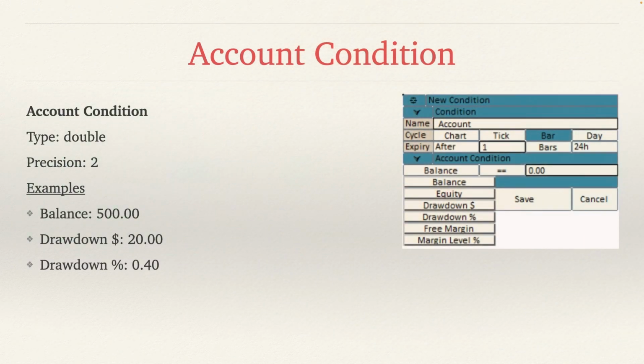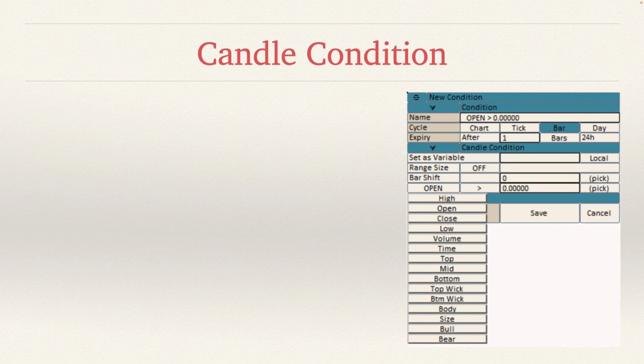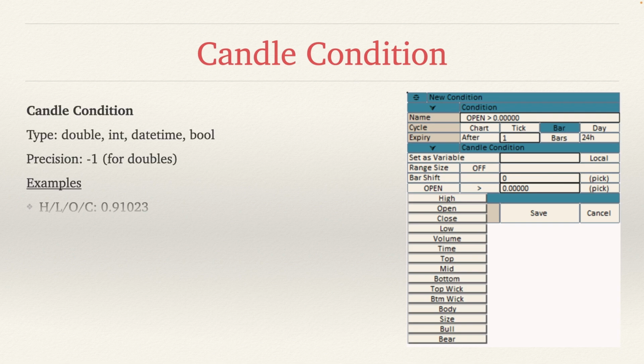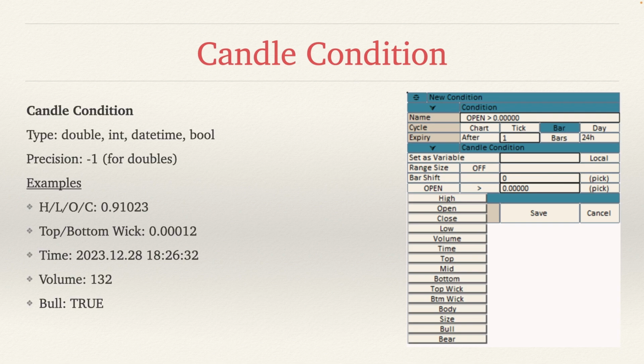The account condition is returning data about your account. These are values of type double with a precision of 2. For example, balance is 500, drawdown is 20, or drawdown percent is 0.4. The candle condition returns various data types depending upon the data that you have selected. Most of these are doubles and have a precision of -1. Volume is an integer and time is a date time. Bull or bear candles are Boolean, either true or false.